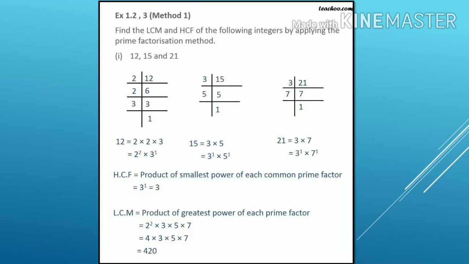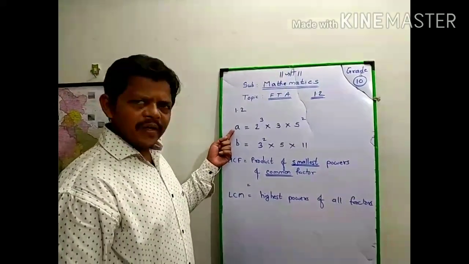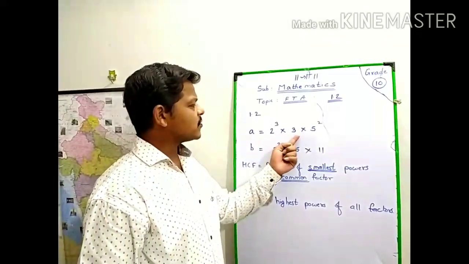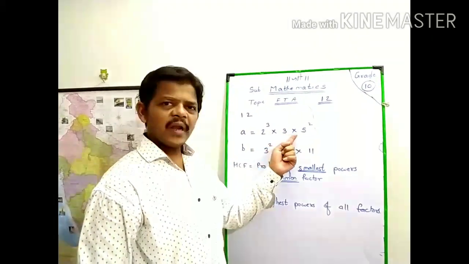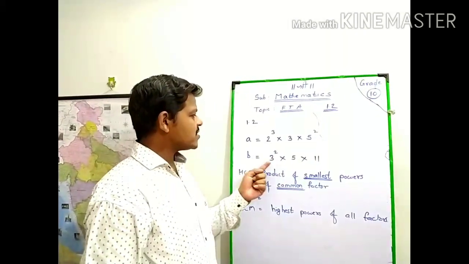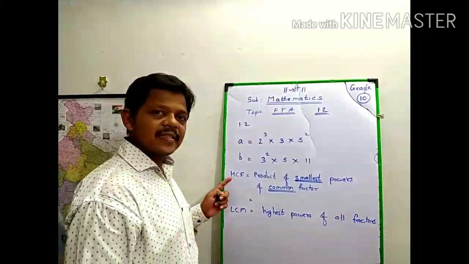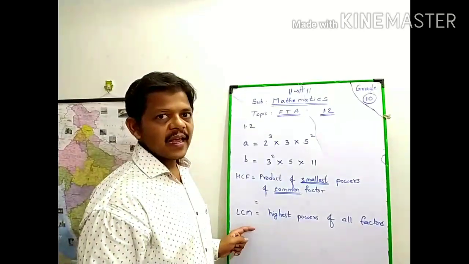We are very quickly going to look at two small examples. You will understand it in a better way. So let us suppose we have taken two integers a and b. Let a be an integer whose prime factorization is 2 cube into 3 into 5 square, and b is 3 square into 5 into 11. Now we have to find out the HCF and LCM.